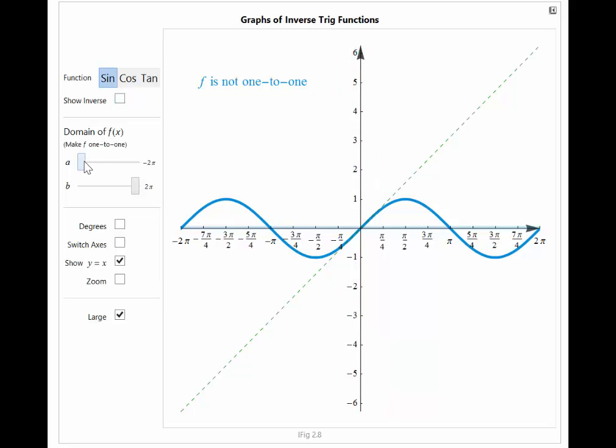So we will restrict the domain of the sine wave. Here I'm just going to restrict the domain. I'm going to have it start at negative pi over 2. And I'm going to have it end. So you see it's still not one-to-one. So I'm going to have it end as soon as it will pass that horizontal line test, which looks like it would be at positive pi over 2.